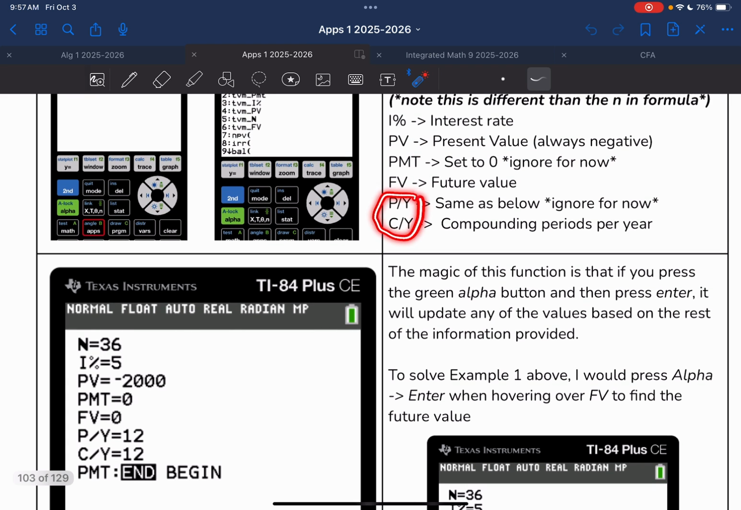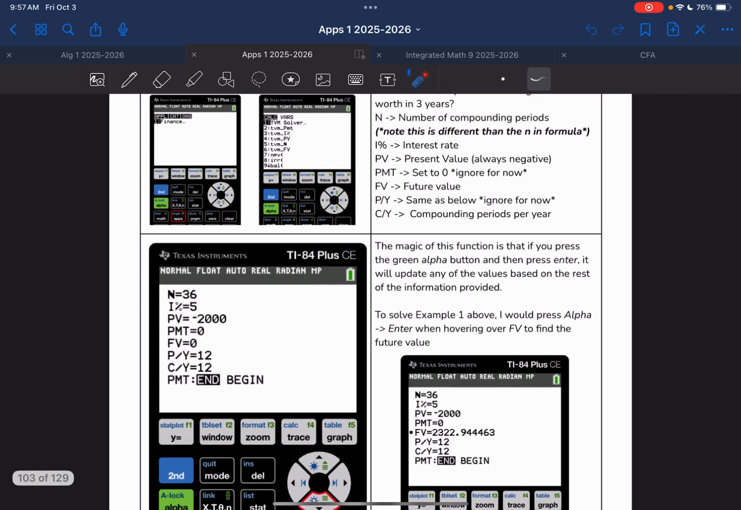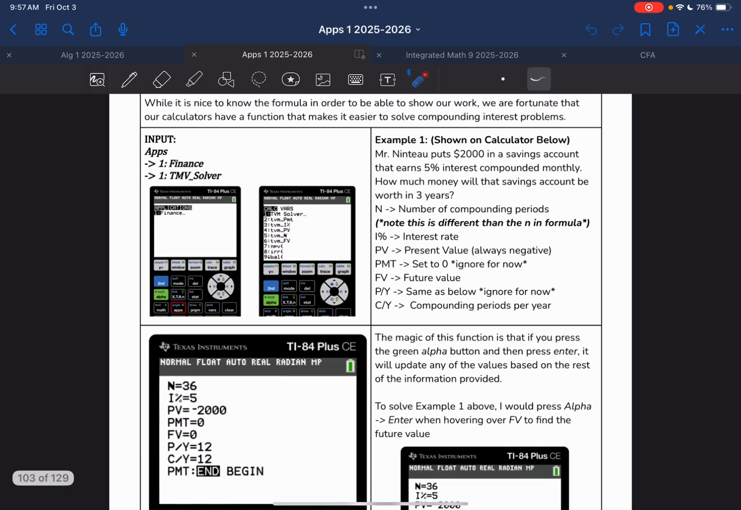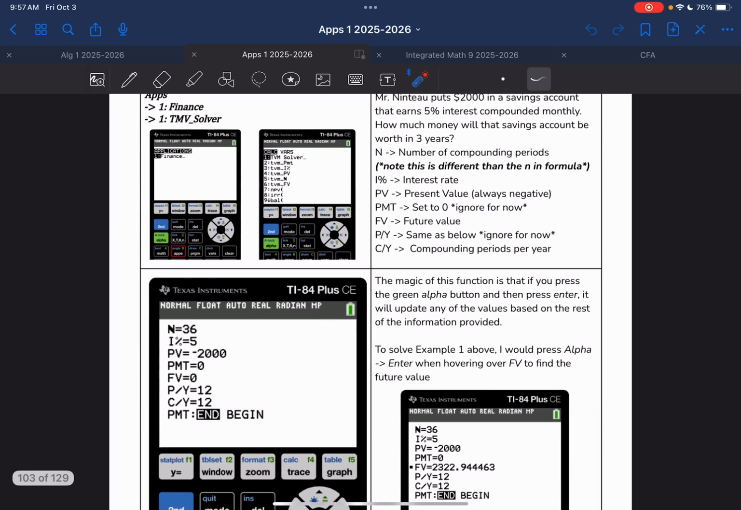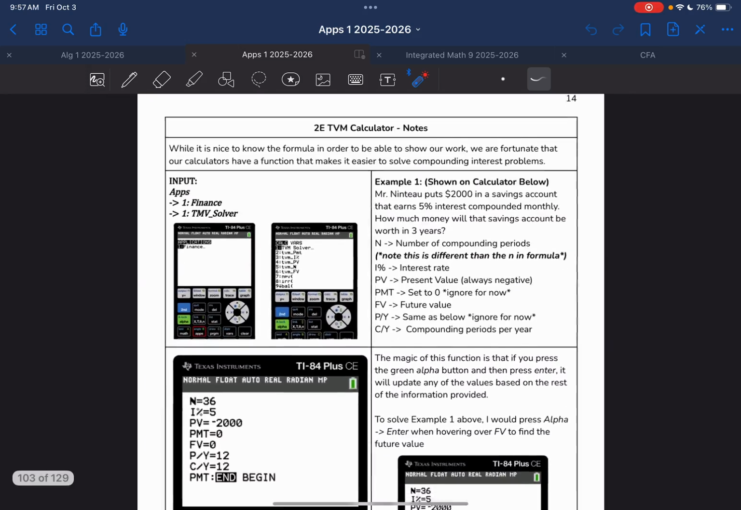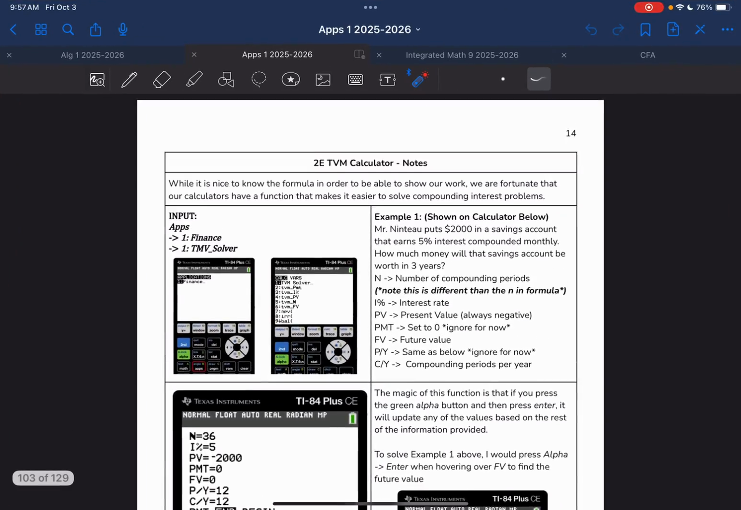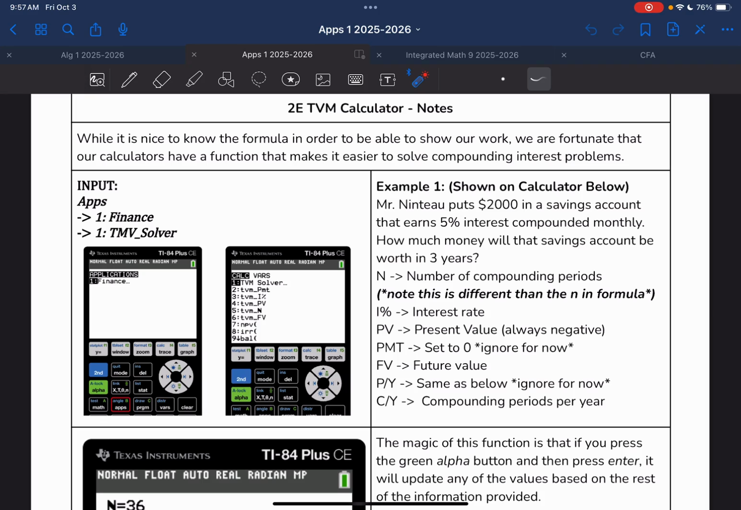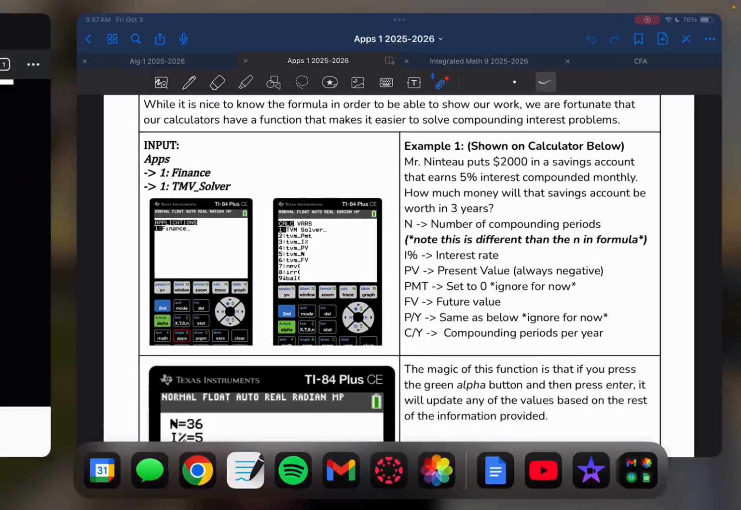And then PY and CY, you want to always be the same thing. And you want that to be the compounding periods per year. So down here you can see I do 12 because we're compounding monthly. And the PY is also 12 just to match that. Again, we'll deal with PY and PMT next week, so don't worry about those for now. But let's actually pull up this calculator and run this. So we have $2,000, 3 years, monthly, and 5% interest.